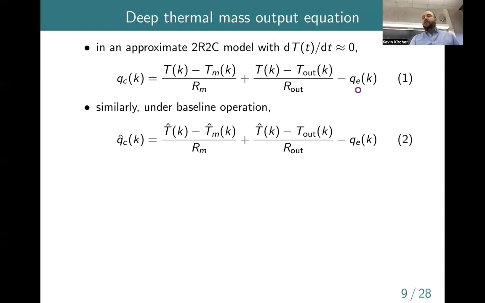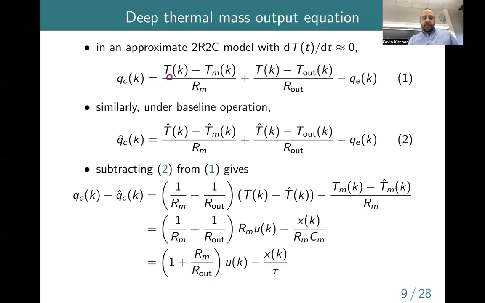And then the QE, the exogenous thermal power, this is again body heat and heat coming from electronics and sunlight and stuff like that. That's the same no matter what we're doing with the HVAC equipment. So those will basically drop out as well when we take the difference.